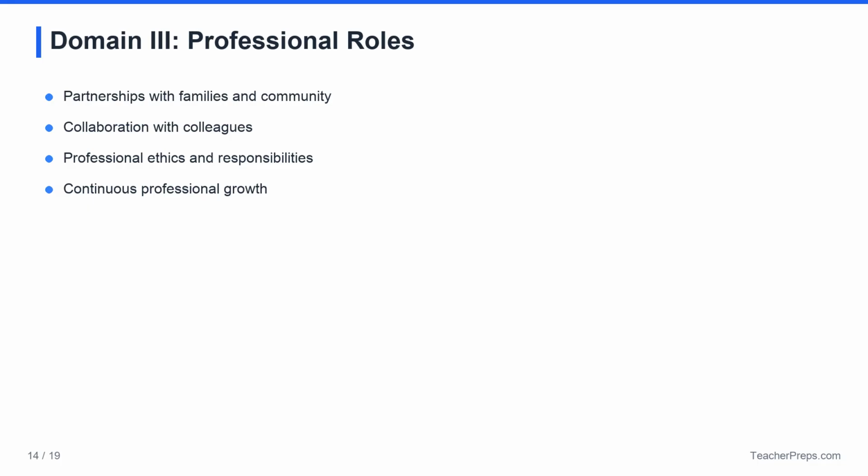Now let's cover Domain 3, professional roles and responsibilities, making up 26% of the exam. This includes building partnerships with families and community members. You'll need to understand collaboration with colleagues, including co-teaching and professional learning communities. Professional ethics covers teacher conduct, confidentiality, and legal responsibilities. And continuous professional growth means reflecting on practice and pursuing ongoing learning.